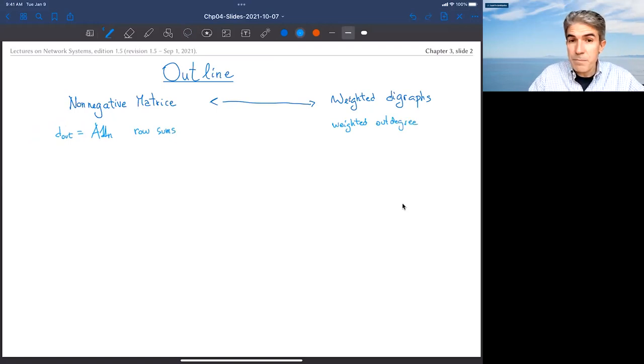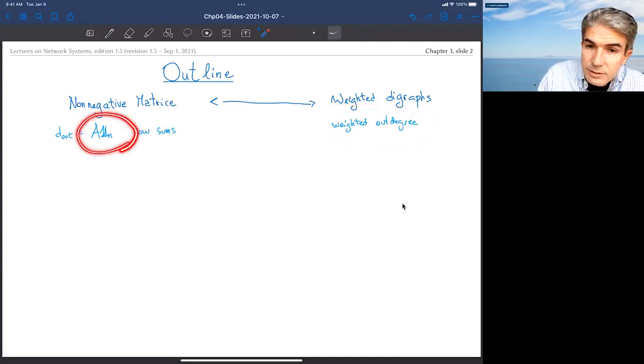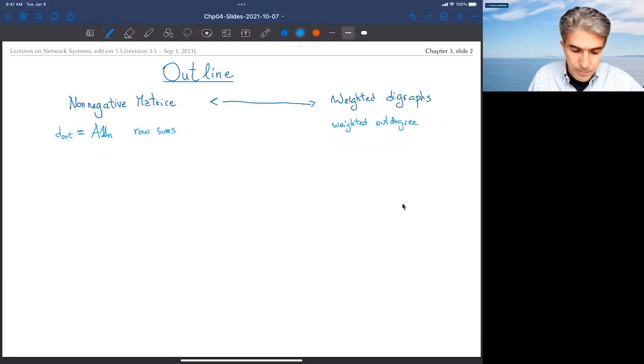So we will see that the row sums of the matrix, if you just think about the interpretation I gave you, corresponds to the weighted out degree of a node. When I say weighted out degree, that's a concept that belongs to the right column of our table here. But if I say A1n, that's an operation on a matrix, right? So that would fit naturally on the left. And here the equality sign stands to mean that they're exactly the same.